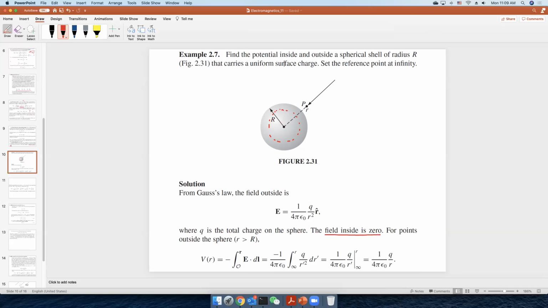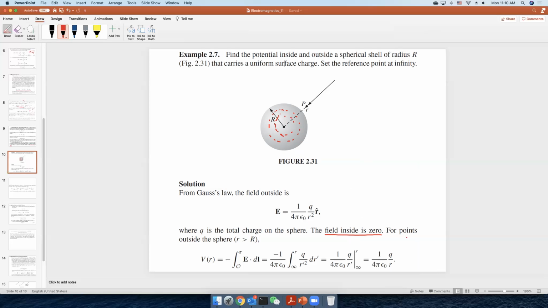The field inside is zero because you can still use Gauss's law. You draw a Gauss surface. There's no charge at all in this surface, so there won't be any electric field in or on this surface, or on any other Gauss surface. Let's say if you draw another surface, there shouldn't be any electric field. So inside the entire sphere, there's no electric field, or the field is zero.